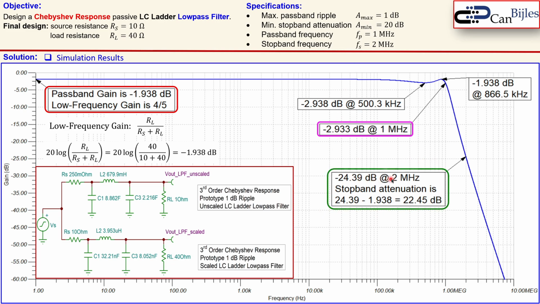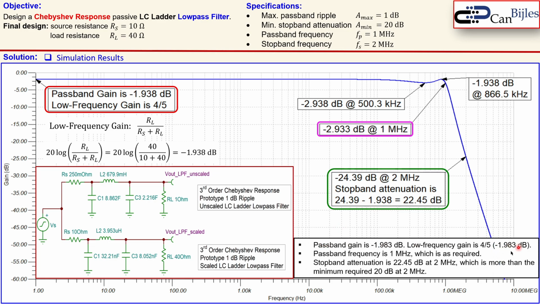The next one is about the 2 megahertz. At 2 megahertz you see here a gain of minus 24.39 dB. Now from the baseline we go down from here to minus 24.39 dB. That is a difference of 22.45 dB. And we need to have a stopband attenuation of at least 22 dB, so we get that. So that's also achieved. So in summary, we can say that this is all met. So we have met the specifications here.